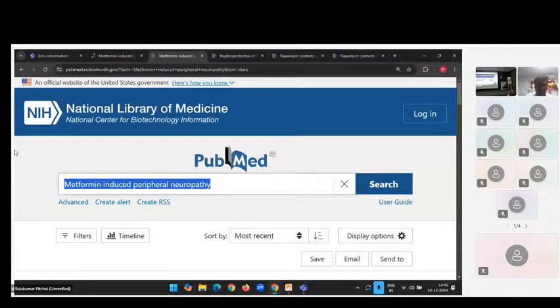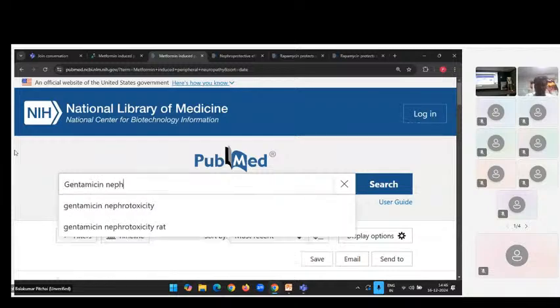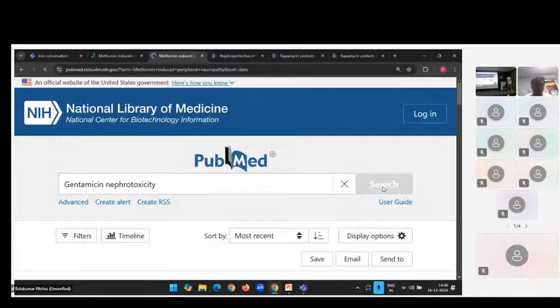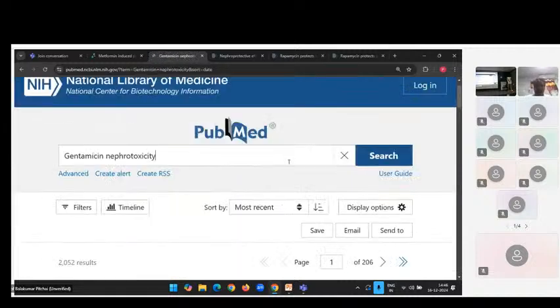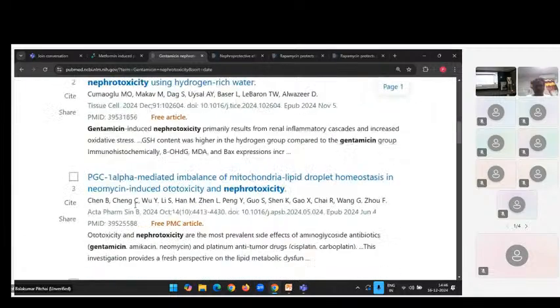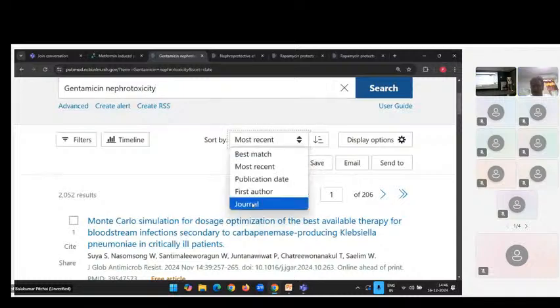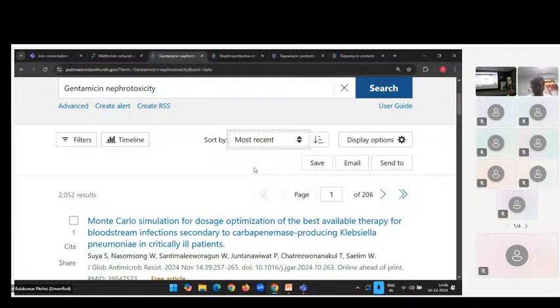The topic I entered is a very tough topic. You can enter any simple topic. For example, gentamicin nephrotoxicity. Even then you will get a 2025 article. See, I entered gentamicin nephrotoxicity, and here is the recent article, 2024. The only thing is you have to select here, not journal, not first author, not publication date, not best match. Just click most recent.